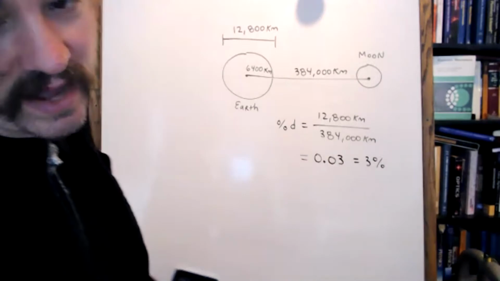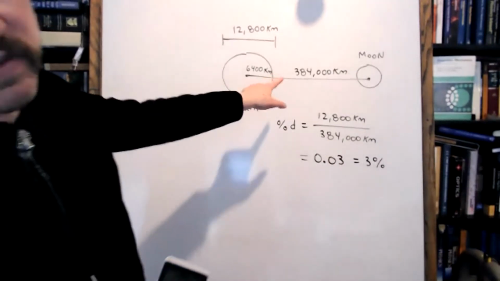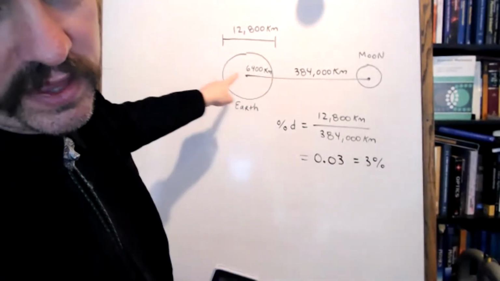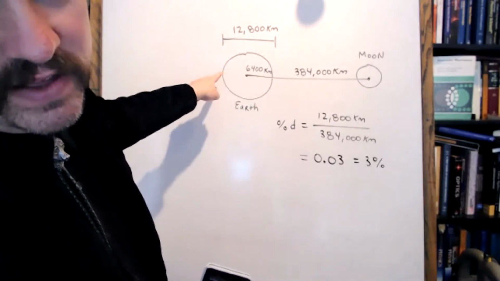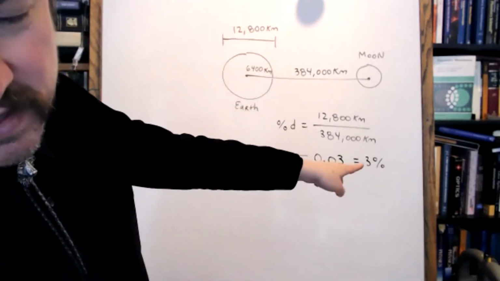That zero matters. In other words, Kim, the front side of Earth is 3% closer to the moon than the back side of Earth. That's a small percent, but it's significant.